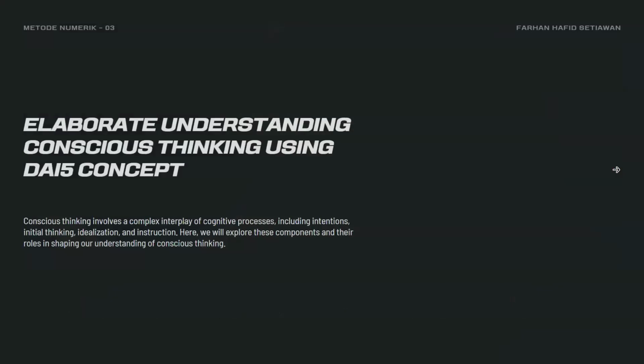The first thing we're going to do is based on the first question. The quiz in Numeric Method is to elaborate understanding of conscious thinking using the DAI5 concept. Conscious thinking involves a complex interplay of cognitive processes, including intention, initial thinking, idealization, and instruction. Here we will explore these components and their roles in shaping our understanding of conscious thinking.